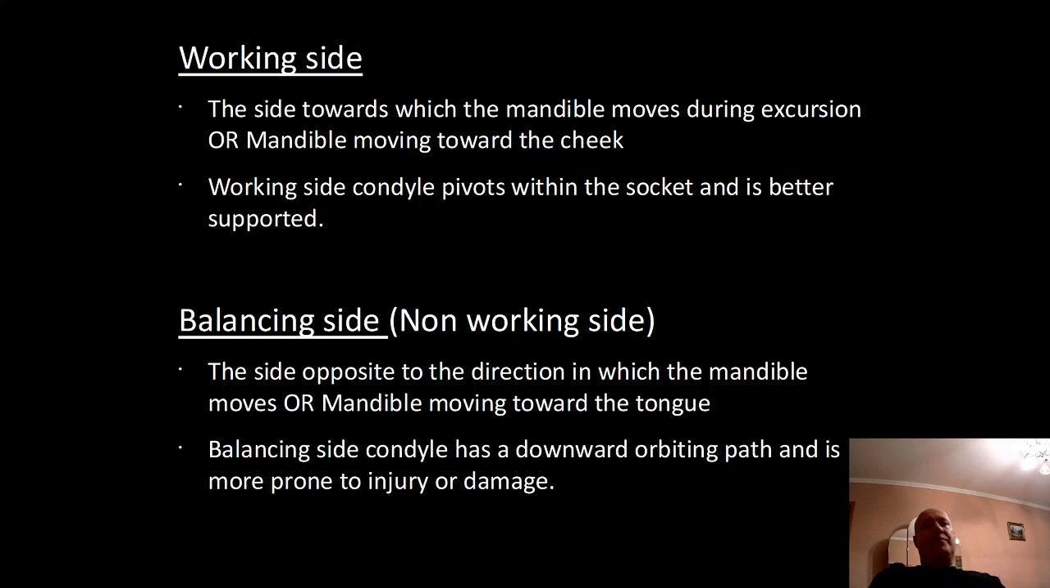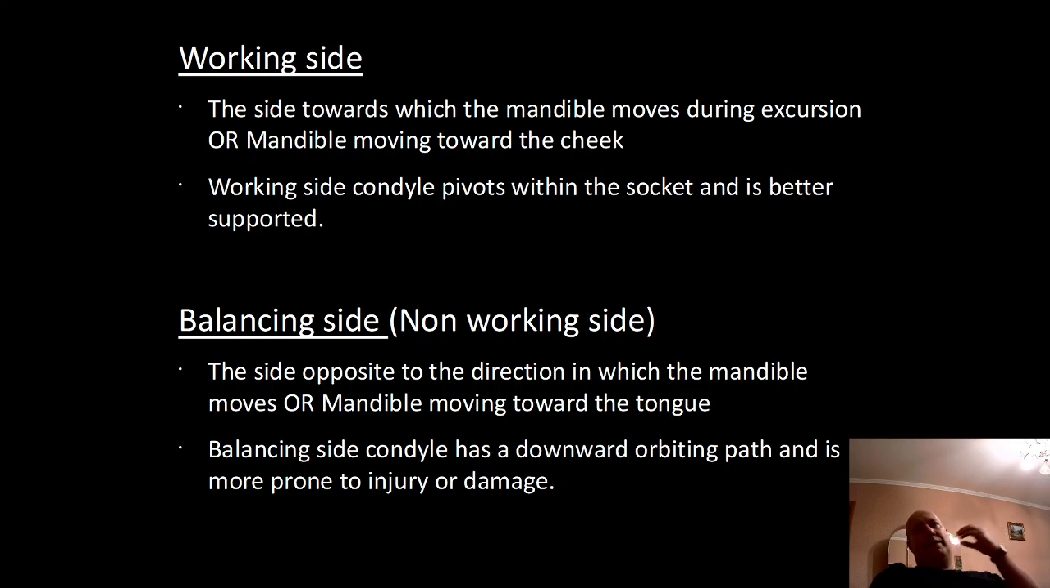When you move your lower jaw, your mandible, for example, to the right, and your canines are fixed together from the lower jaw and upper jaw, the right will be the working side, the side toward which the mandible moves during excursion, or mandible moving toward the cheek. The working side condyle pivots within the socket and is better supported.